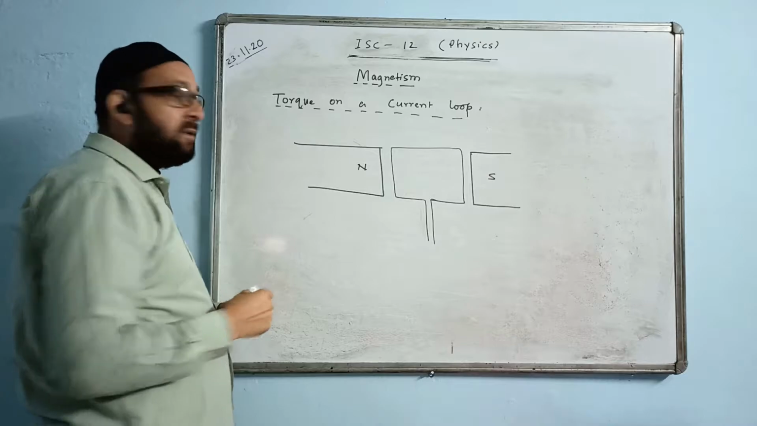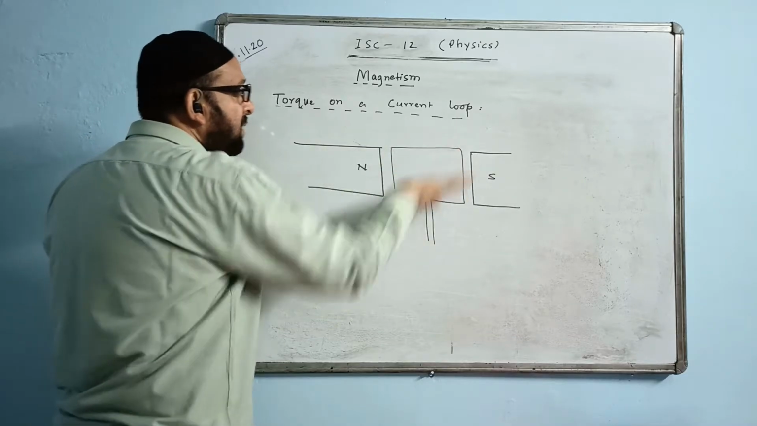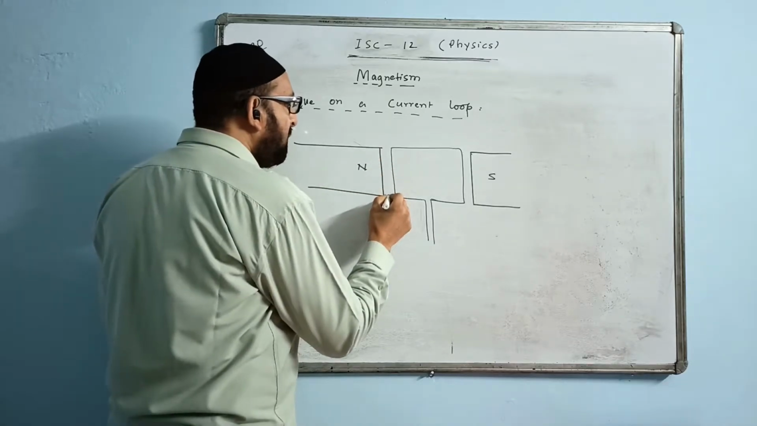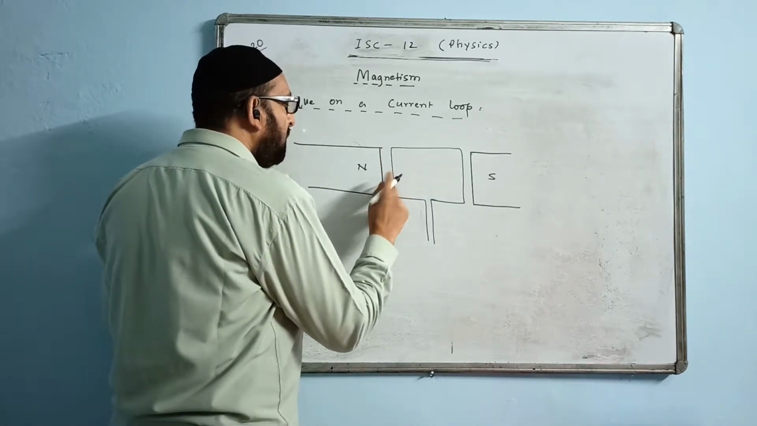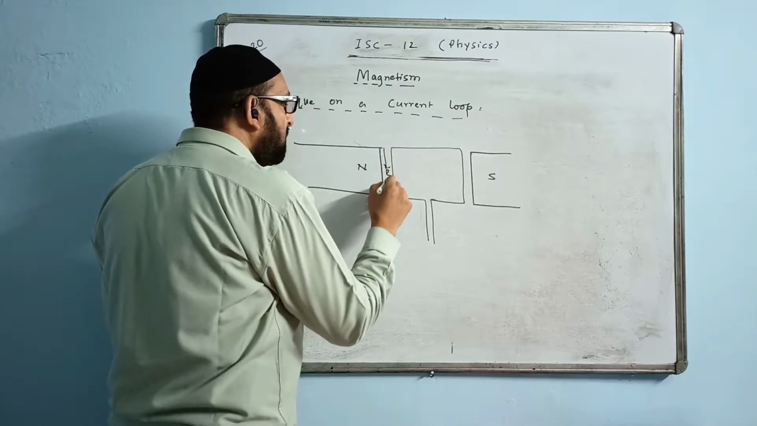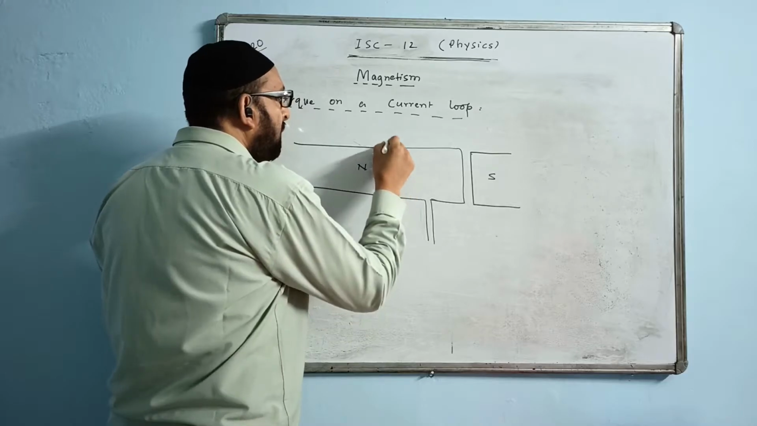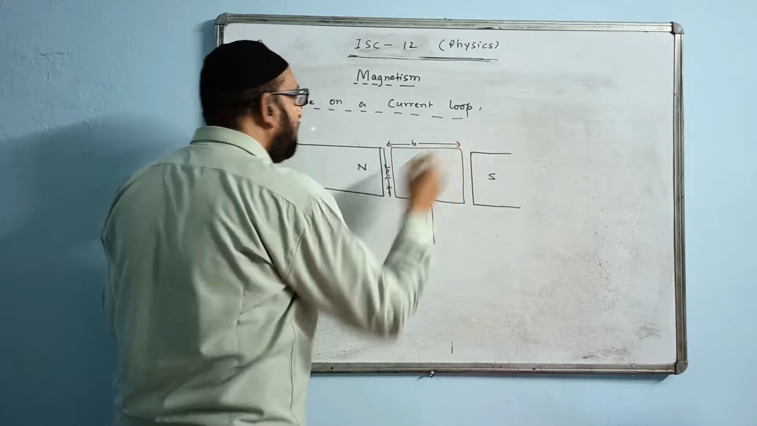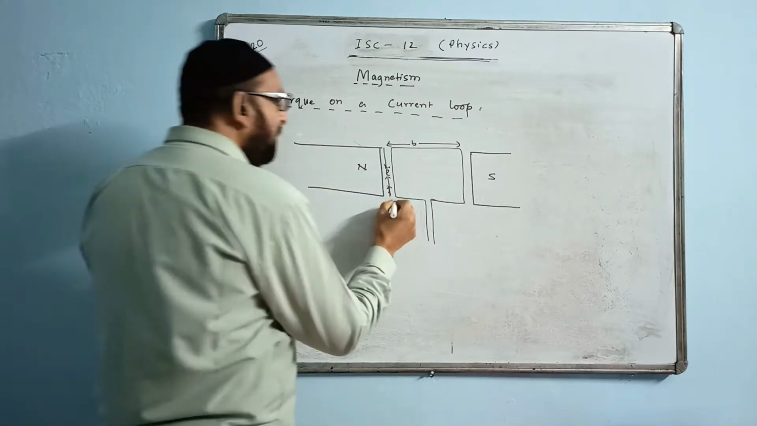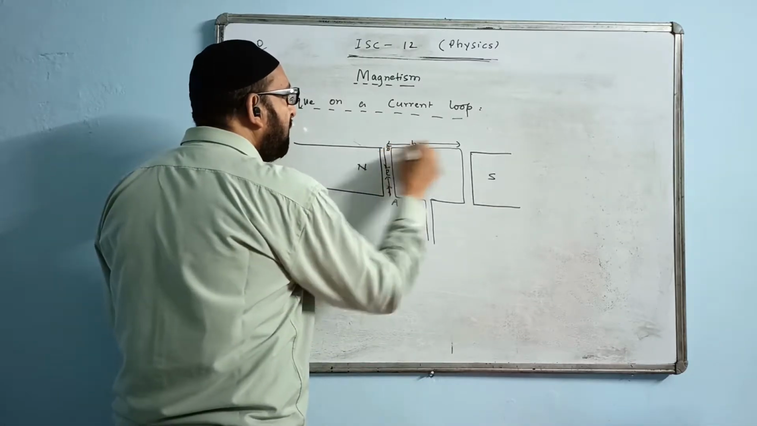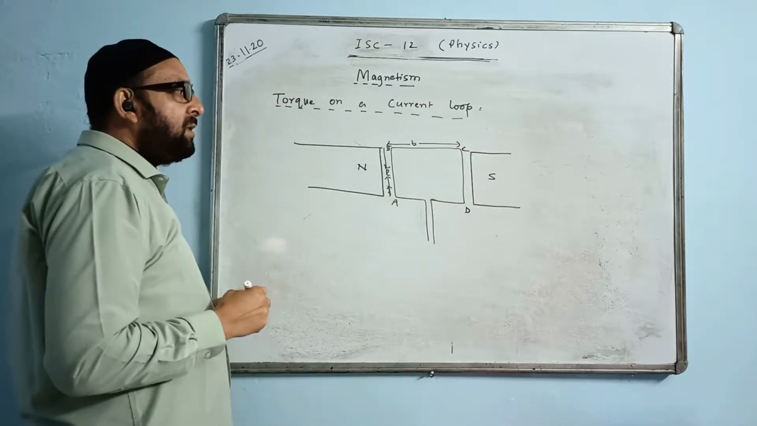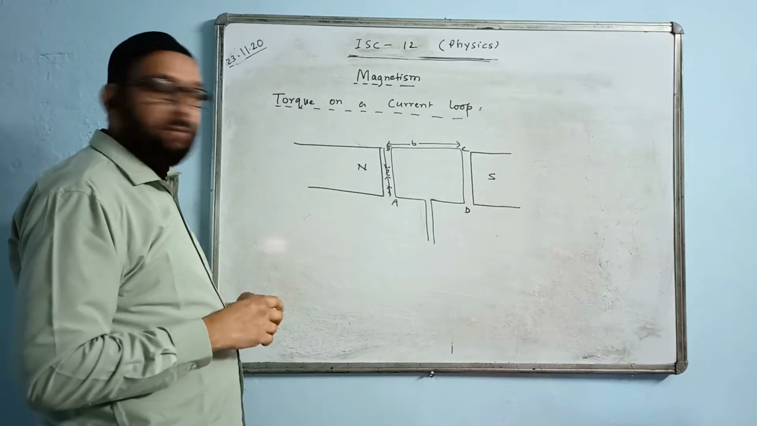This may contain n turns. I am showing once, there are so many turns like this, so n turns. I take the length of this as L, and the breadth I will take as B. The name of the armature coil, which is in the form of a rectangle, is ABCD. This contains n turns.